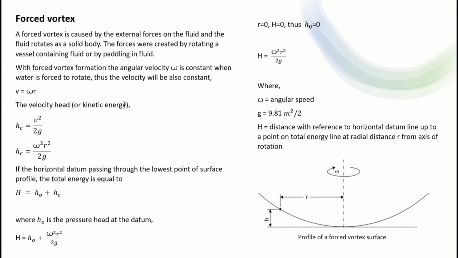So we substitute the first equation into this equation, and we get hc equals angular velocity squared dot r squared over 2g. If the horizontal datum passes through the lowest point of the surface profile, the total energy is equal to h equals h naught plus hc, where h naught is the pressure head at the datum. So we get h equals h naught plus angular velocity squared dot r squared over 2g. When r equals 0, h equals 0, thus h naught equals 0, so we get the equation h equals angular velocity squared dot r squared over 2g. This is the illustration for the profile of a forced vortex surface.